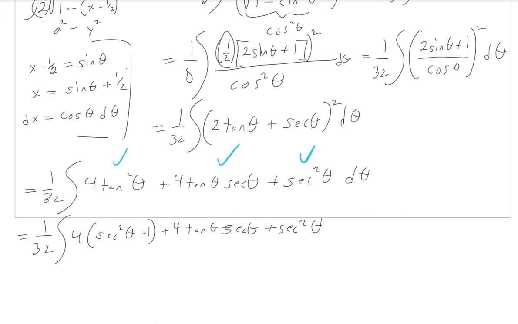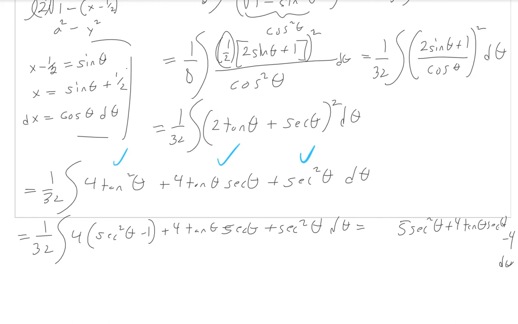Plus secant squared theta d theta. So we get 1 over 32. 4 times secant squared plus another secant squared gives me 5 secant squared theta, plus 4 tan theta secant theta, minus 4 d theta.